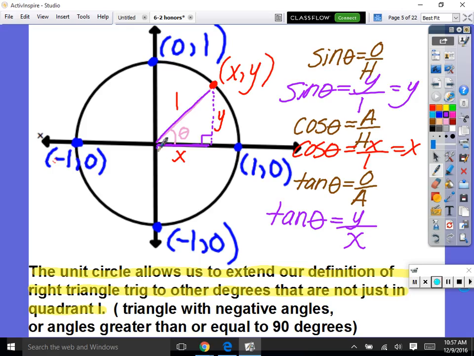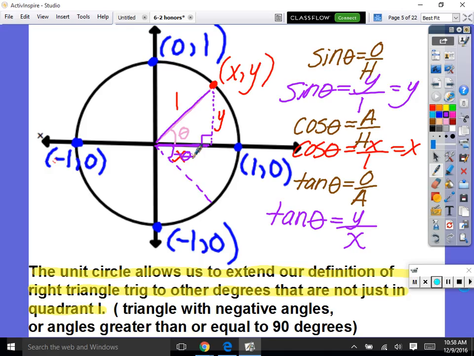So what happens when we have negative angles? Like, for example, negative theta. Well, then all of a sudden, you can't have a triangle with a negative angle, correct? So the unit circle allows us to extend our definition of right triangles, because we know that sine of theta is y, cosine of theta is x. So the unit circle allows us to extend our definition of right triangle trig to use on other degrees that are not just in quadrant 1, that are just not positive. Does that make sense? So now we can find the sine of a negative angle, everybody. Does everybody see what I'm saying? Now we can find cosine of negative angles. Is everybody seeing what I'm saying?